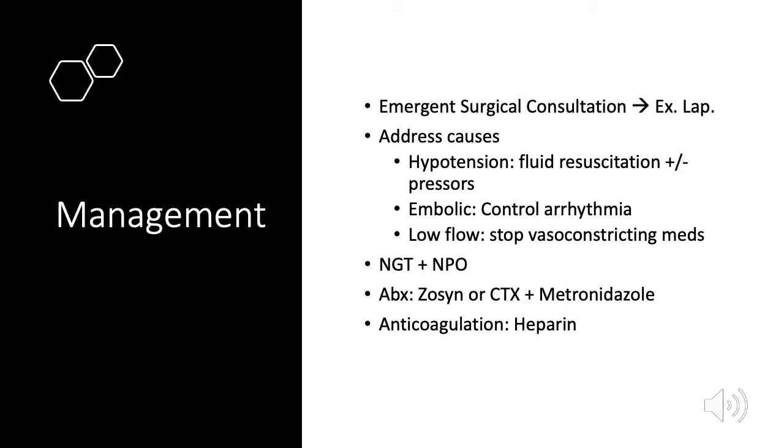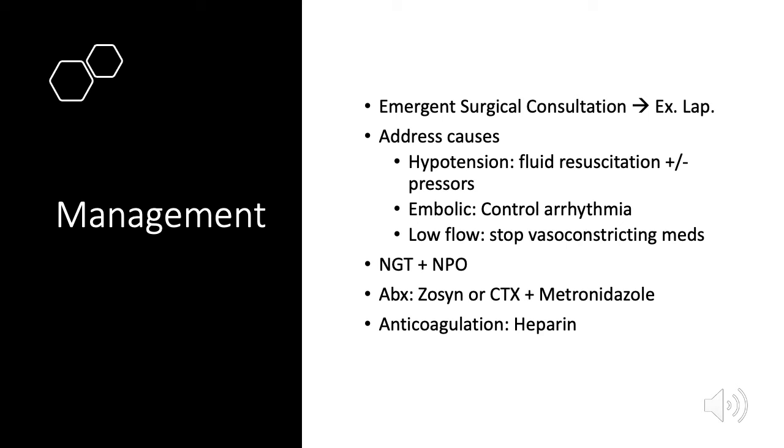If your patient is hypotensive or has hypovolemia, you'll want to start fluid resuscitation, most likely with lactated Ringer's, and you may need to add on pressors. But be careful to avoid alpha agonists like phenylephrine because they'll only make the problem worse by causing more peripheral vasoconstriction. If you suspect an embolic source and suspect atrial fibrillation as the cause of that source, you'll want to control that arrhythmia. Finally, we'll address what's called low flow states, which is similar to hypotension, but likely due to vasoconstricting meds causing reduced blood flow even at a euvolemic state.